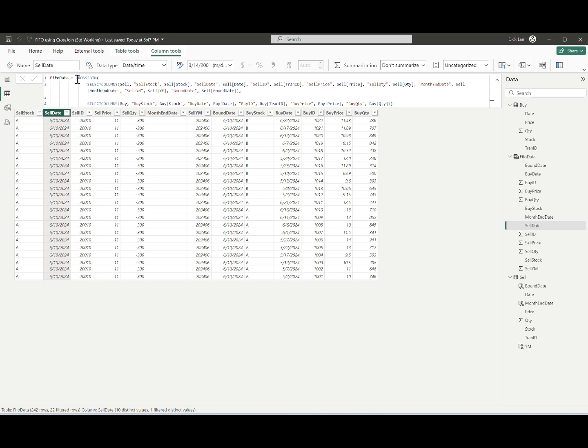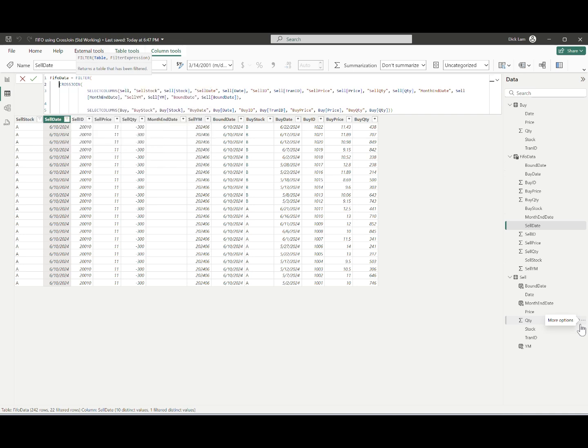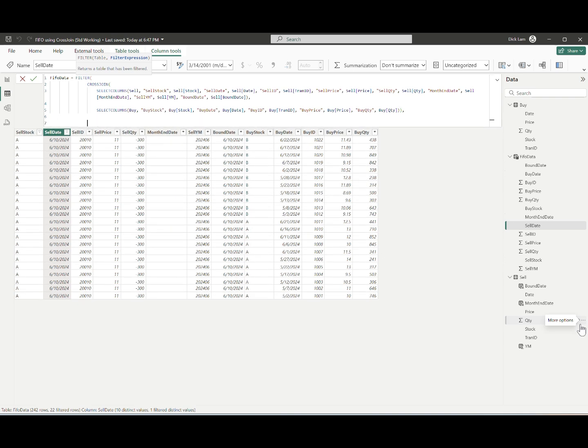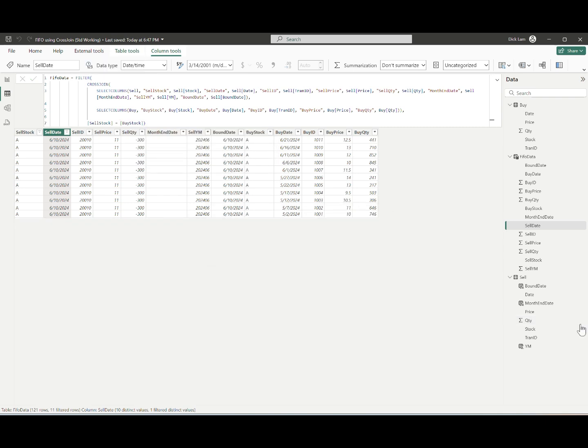All right, so I should add a filter. Unfortunately, in cross join, it would not accept any filter inside the cross join. Now, what to equalize? Sell stock equal to buy stock. When I hit enter, you see that there is no more B stock attached to sell stock A. And then the total number of rows is 121, no longer 242.